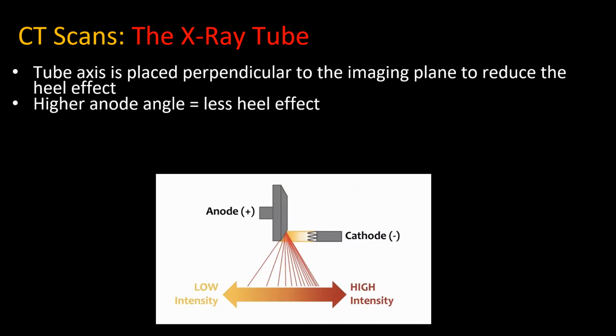The tube axis is placed perpendicular to the imaging plane to reduce the heel effect, a concept that you're probably familiar with from X-ray physics. So a higher anode angle will result in less of a heel effect.